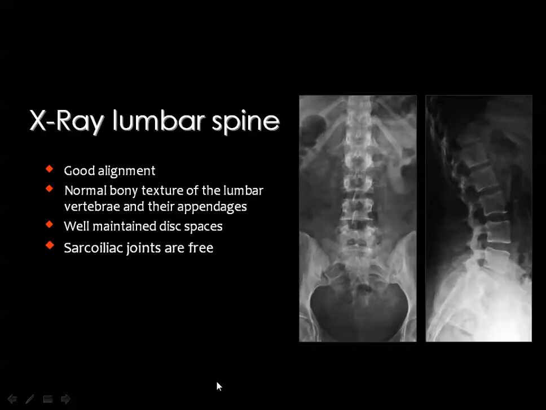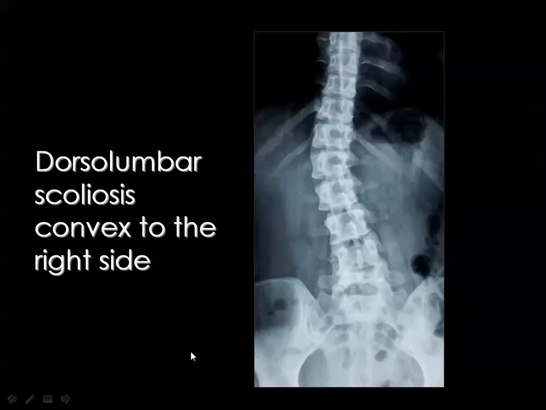And how to report the X-rays of the spine? Number 1, you look for the alignment. If the curve is preserved, then you say good alignment or preserved lumbar lordosis. Then you look for the bone density, and if the density is good, then you say normal bony texture of the lumbar vertebrae and their appendages. Then you assess the width of the disc spaces. If they are good, you say well-maintained disc spaces. Finally, you look for the sacroiliac joints, and if they are normal, you say sacroiliac joints are free.